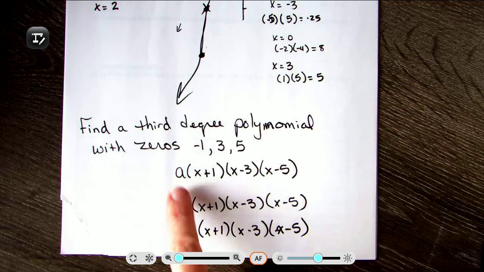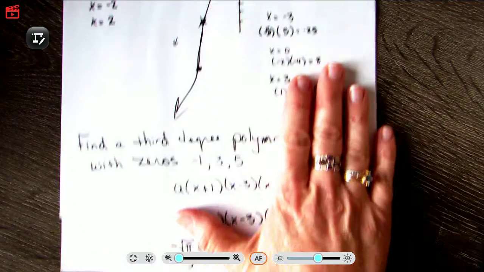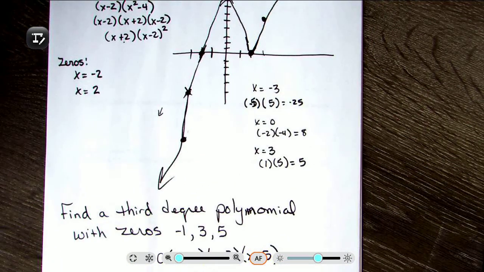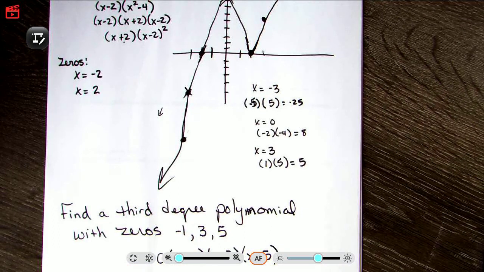If they were to specify one other point, all we need is one other point, and that would help us determine what that A had to be. We will be getting more details on how to graph polynomial functions, how to graph other functions as we move on. But in this section, we're just getting introduced, just getting our feet wet.